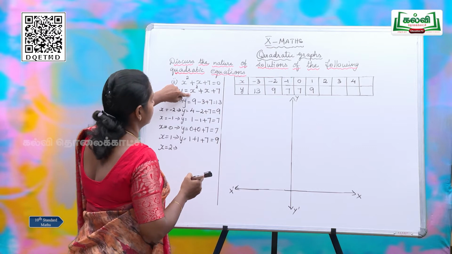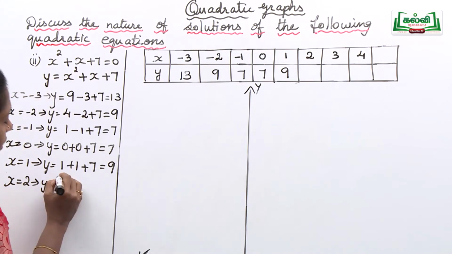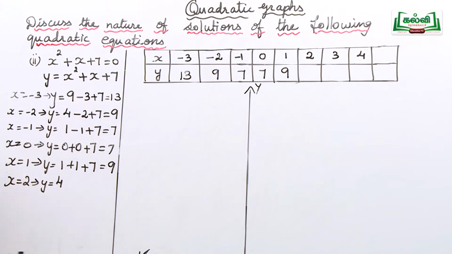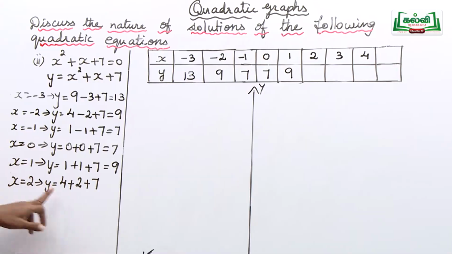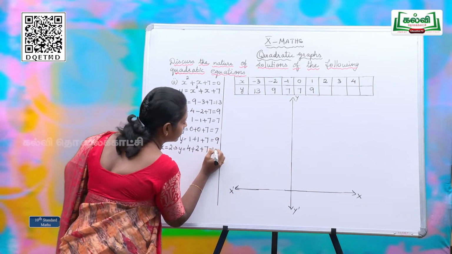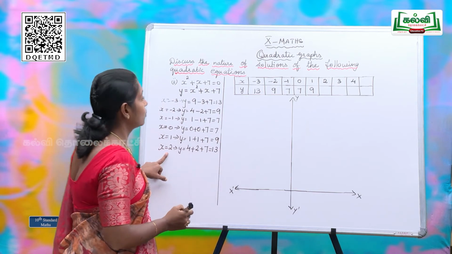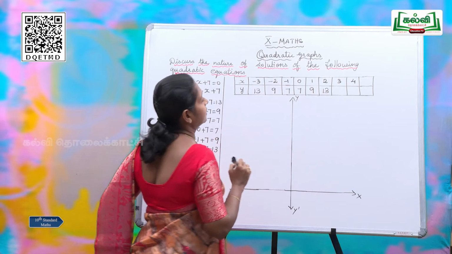Apply here. Good. I think you all are doing it. Check it. 2 squared is what? 4. And this x is plus 2, plus 7. So 4 plus 2 what? 6. 6 plus 7 is 13. So when you apply x equal to 2, y is nothing but 13.